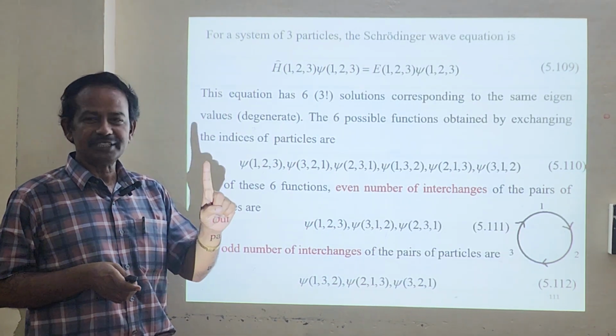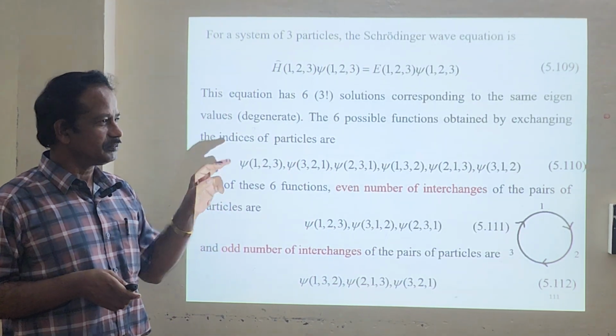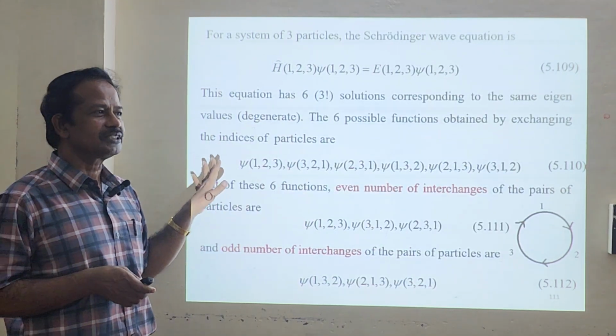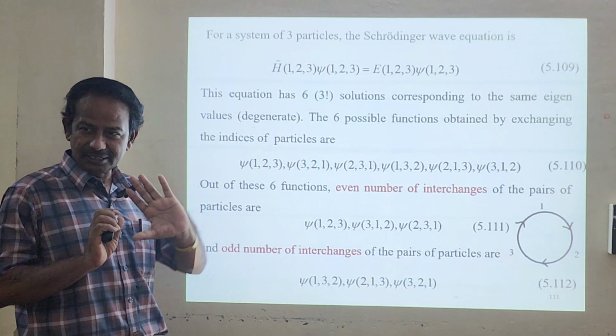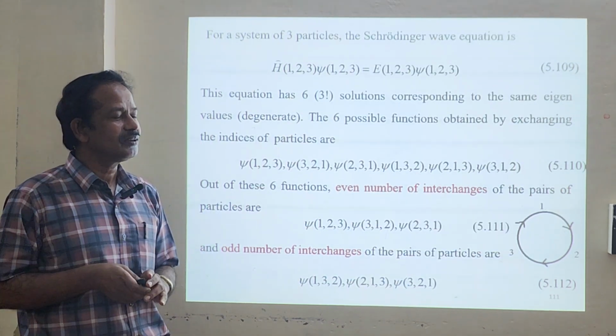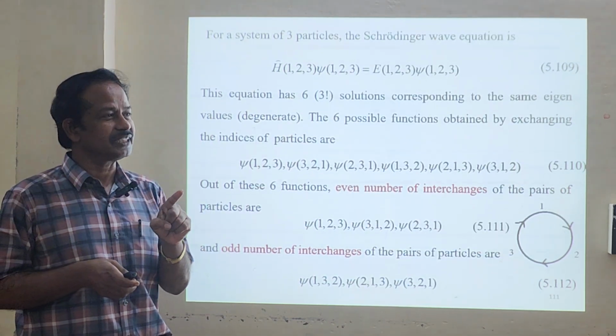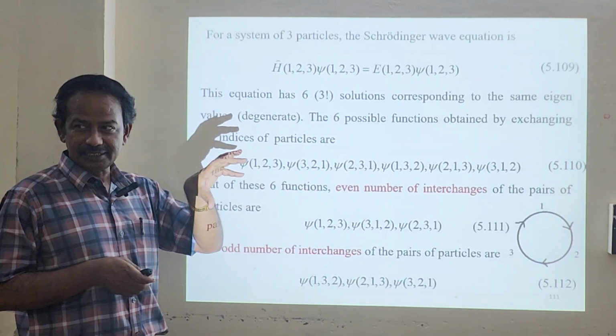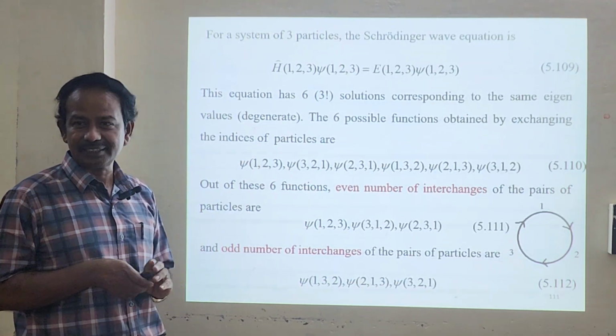Okay? For the symmetric solution, to get the symmetric wave function, you just add all the 6 wave functions. You will get the complete solution. So that's all. Very simple one. For the antisymmetric wave function, you will have to go with even number of interchanges minus odd number of interchanges.